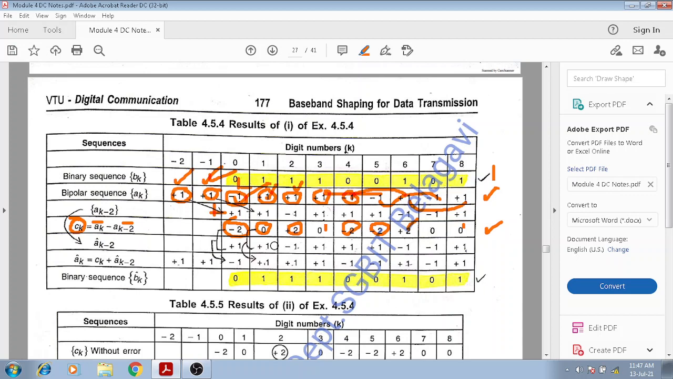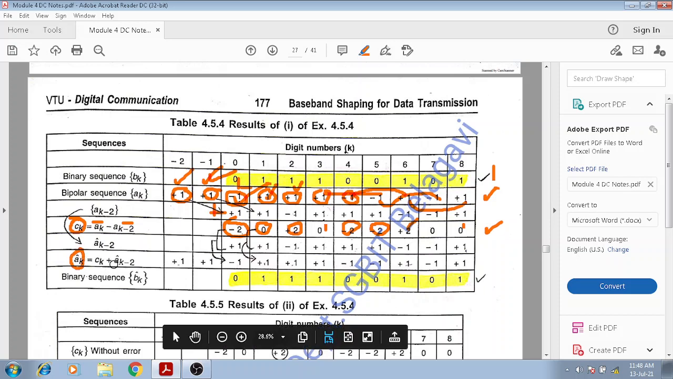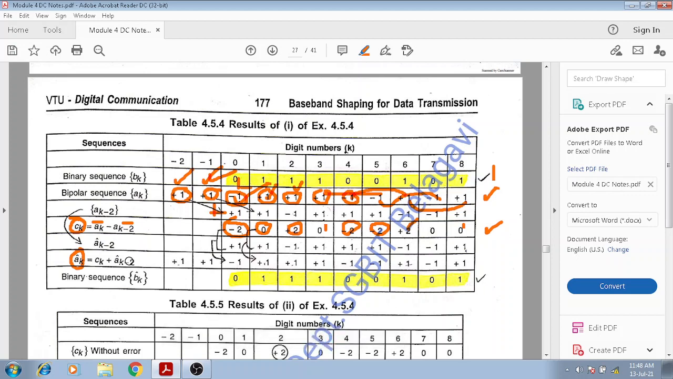Is that clear? So this is the output of the modified duobinary encoder without precoder. Now from this CK, at the output of the decoder, our job is to reproduce the sequence AK from CK, right? So the estimate of AK is equal to CK plus the estimate of AK minus 2. Is that clear? So what is AK minus 2 here?